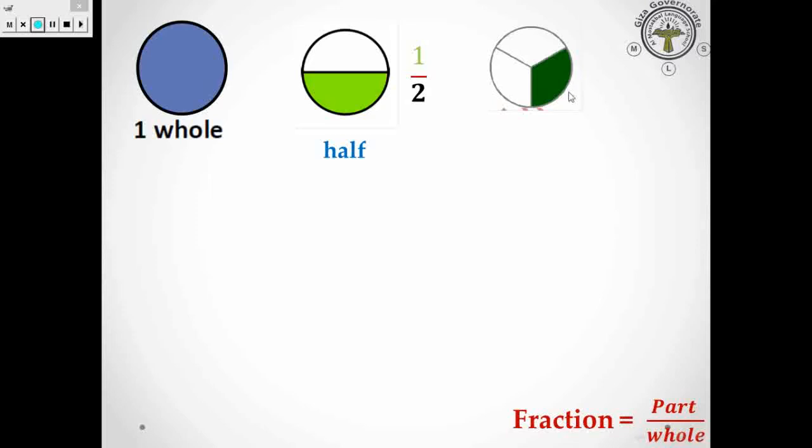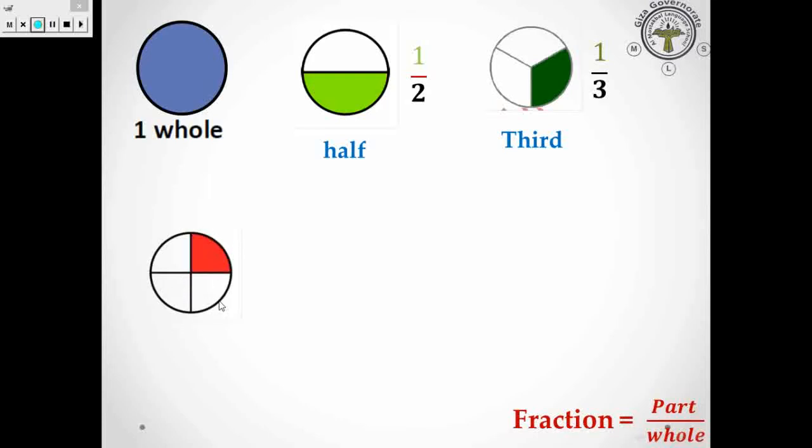Next shape. What's the fraction of shaded parts? How many shaded parts? 1. Right, 1 on top. How many total parts? 1, 2, 3. So 1 over 3. It's called third. Repeat after me, third. Next shape.